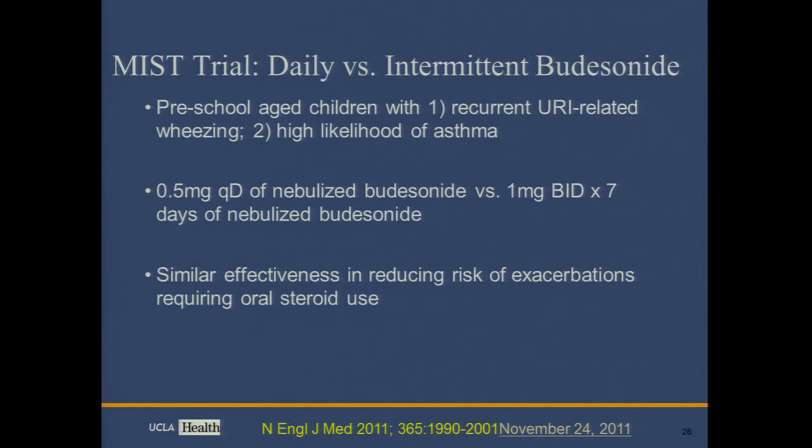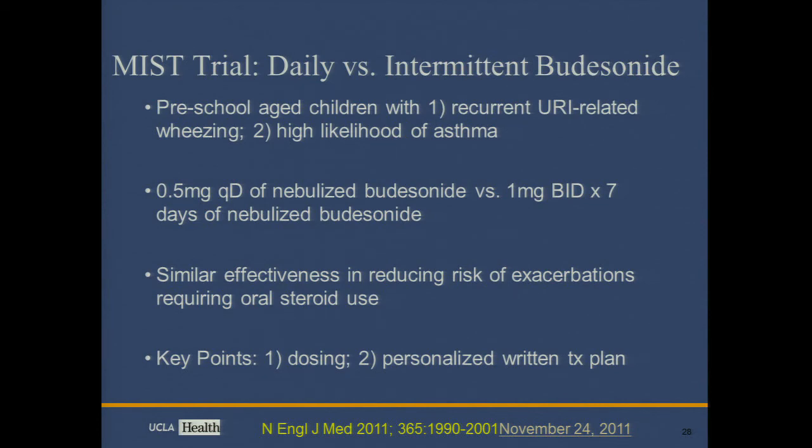And so in your patients who have exclusively URI-related wheezing or asthma, this 7-day strategy of 1 milligram twice a day can be effective. And you can get buy-in from parents to utilize this strategy. So the key points, again, are the dosing. So historically, for intermittent use of inhaled steroids, much lower doses have been used. So 1 milligram twice a day, if we're going to use an evidence-based approach, is what we should be using for nebulized budesonide, and for 7 days. So the dosing is the first part.